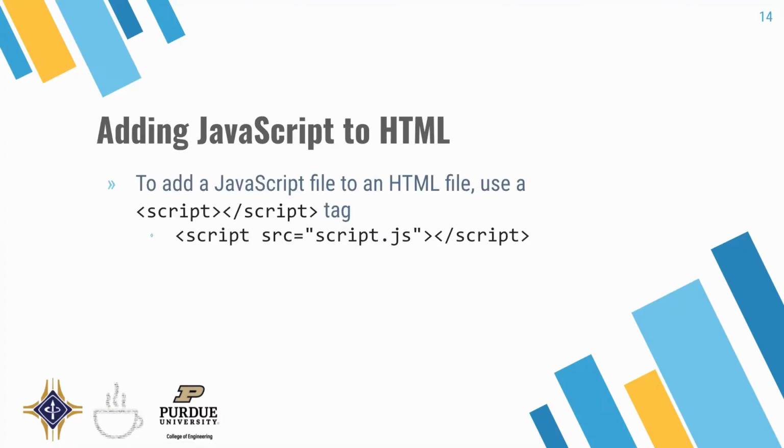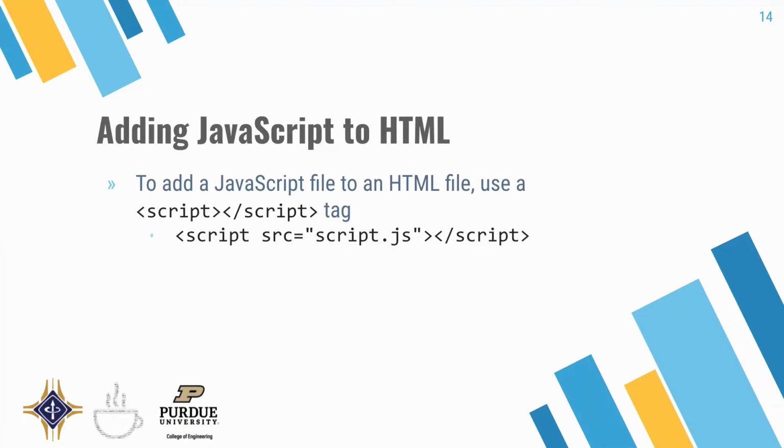Okay, so this is how we add JavaScript to the HTML. In an actual HTML file, you can use a script tag. That syntax is up there, and you can also check it in our examples. It's just an open and closed script tag. And then what you do is you set the SRC, which is for source, and you assign that to be your JavaScript file.